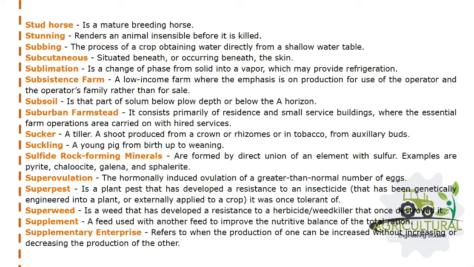Superovulation, the hormonally induced ovulation of a greater than normal number of eggs. Superpest is a pest that has developed a resistance to an insecticide that has been genetically engineered into a plant, or externally applied to a crop it was once tolerant of. Superweed is a weed that has developed a resistance to a herbicide or weed killer that once destroyed it. Supplement, a feed used with another feed to improve the nutritive balance of the total ration. Supplementary enterprise refers to when the production of one can be increased without increasing or decreasing the production of the other.